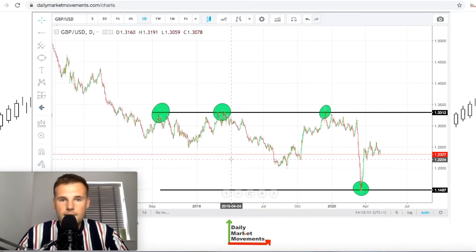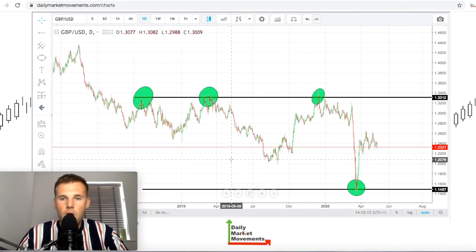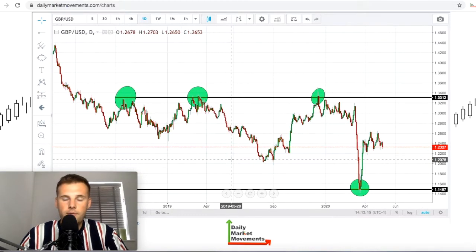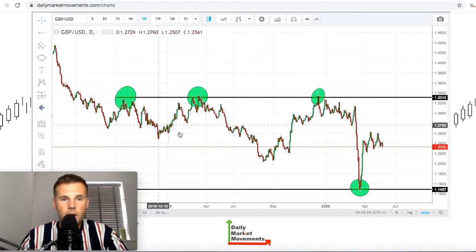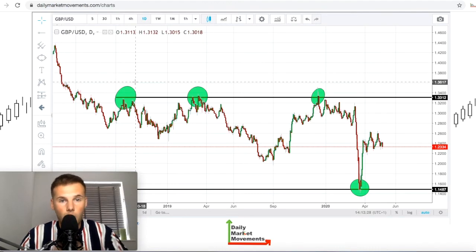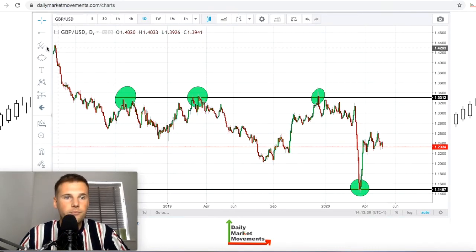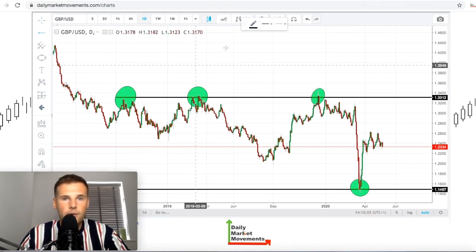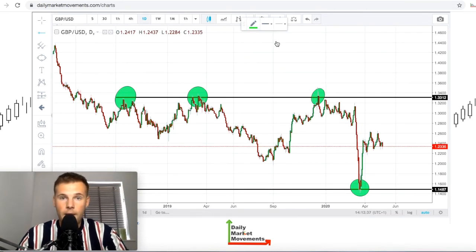So why is it important to know where the support and resistance levels are? Well, it's incredibly important because it allows you to know the best times to open and order trades. I'll give you a great example here. I'm now going to place a green line for where would be a very ideal place to open a trade.